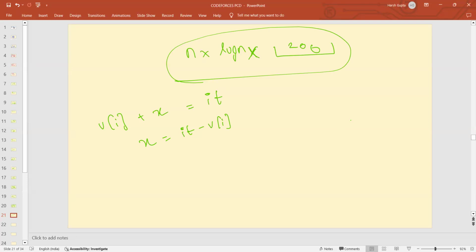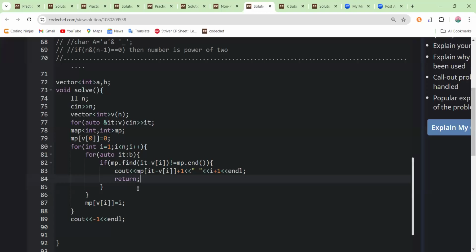Okay. So is the approach clear to everyone? Should we move on to the next question? Calculate the not primes in 1 to n and then use them to sum. What about this?